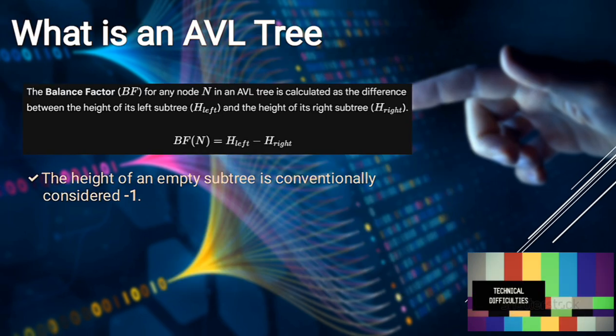So, what is an AVL tree? An AVL tree is a self-balancing binary search tree where, for every node, the difference between the heights of the left and right subtrees, also called the balance factor, must be 1, 0 or -1. Any other value means the tree is unbalanced, and that's where rotations come in.